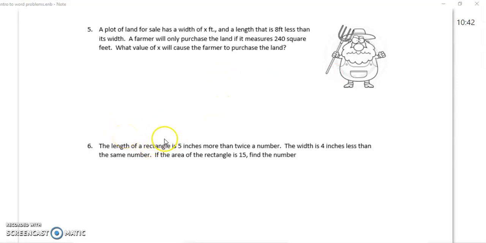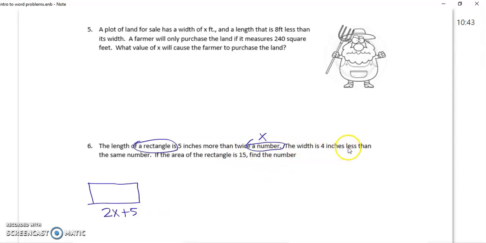The length of a rectangle is blah, blah, blah. So as soon as I see that word rectangle, I'm going to draw a rectangle. And it's talking about the length is 5 inches more than twice a number. I don't know what this number is. Well, in algebra, when we don't know what a number is, we usually call it x. So 5 inches more than twice a number for the length. Twice a number, 2 times x plus that 5. That's how I'm going to represent the length.